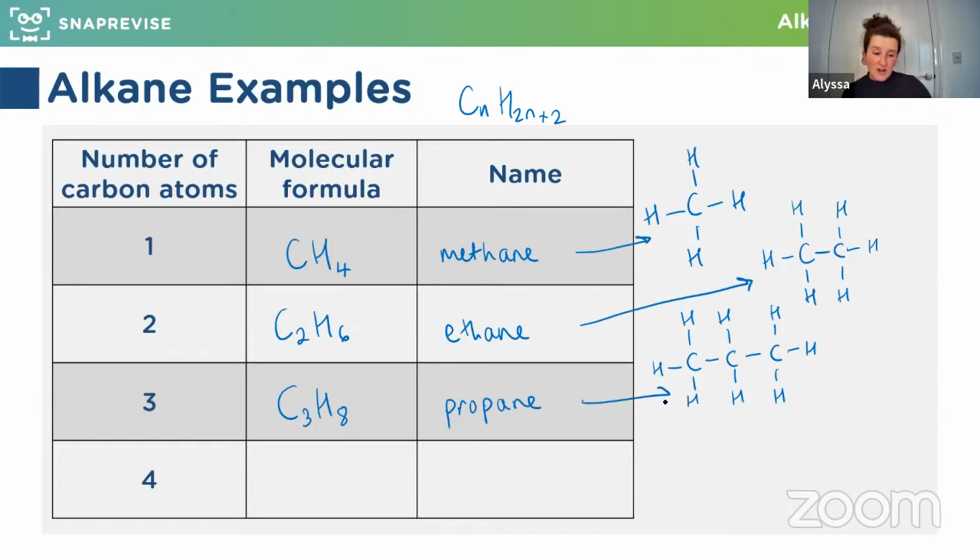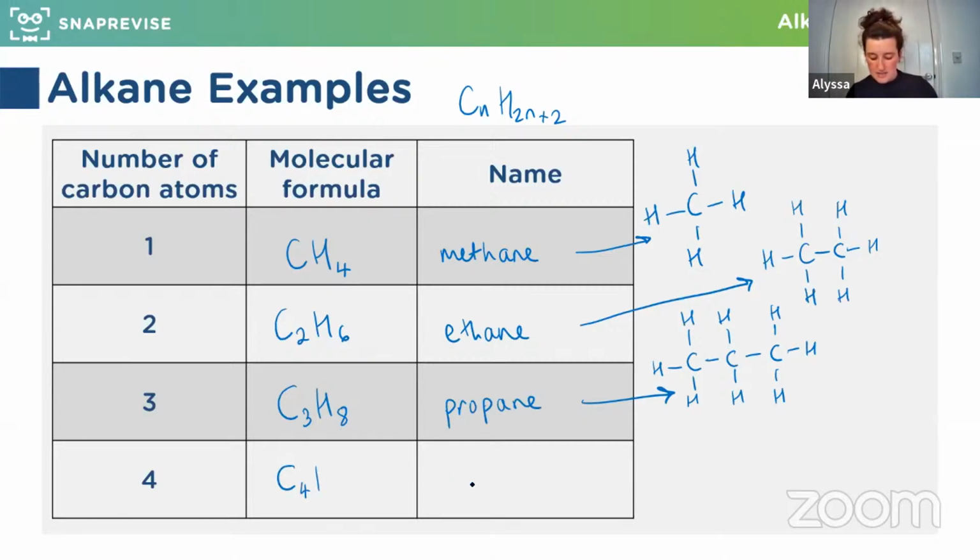And then the final one, what's our final one? Well done, teacher. We've got C4. If we've got 4 carbons, that's C4, H, 2 times 4 plus 2. 2 times 4 is 8, plus 2 is 10. So it must be C4H10.